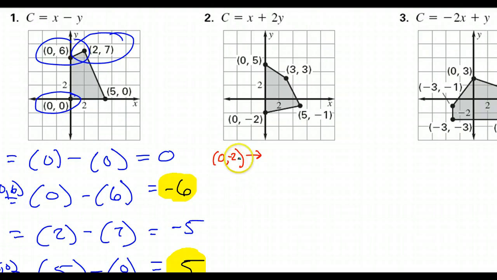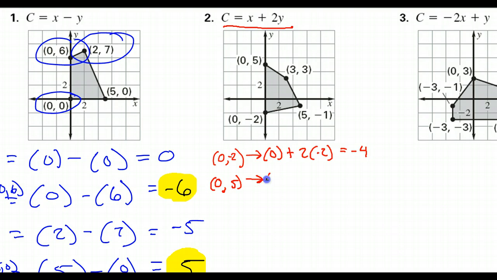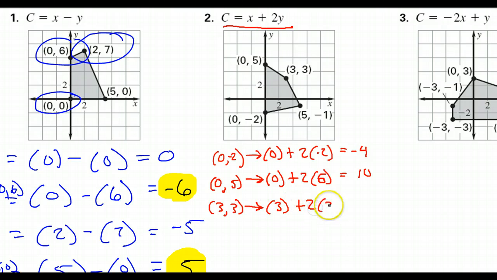Alright, let's start with 0, negative 2. If I substitute that into the objective function here, that's going to give me 0 plus 2 times negative 2, which is negative 4. If I substitute 0, 5, that's going to give me 0 plus 2 times 5. So that's 10. Next is 3, 3, which is 9. And the last one is 5, negative 1, which is 3.